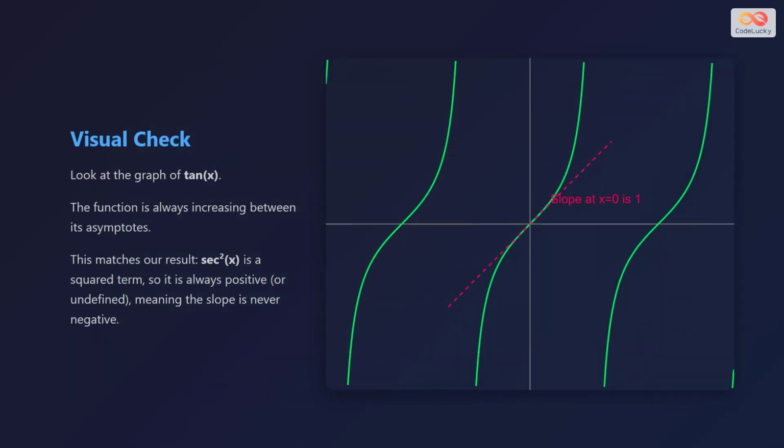Let's quickly verify this visually. Here is the graph of tangent x. Notice that the function is always going up as you move from left to right. This means its slope is always positive. Since our result, secant squared x, is a squared value, it must always be positive. This confirms our derivation makes sense.